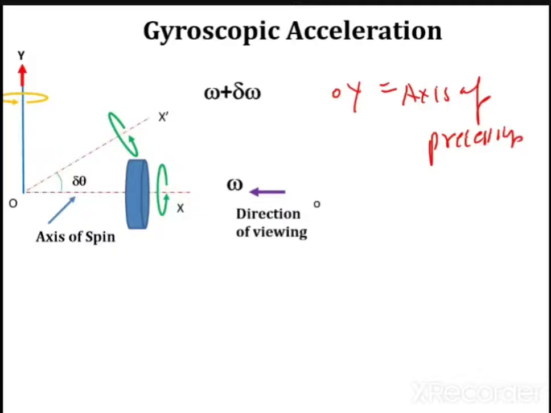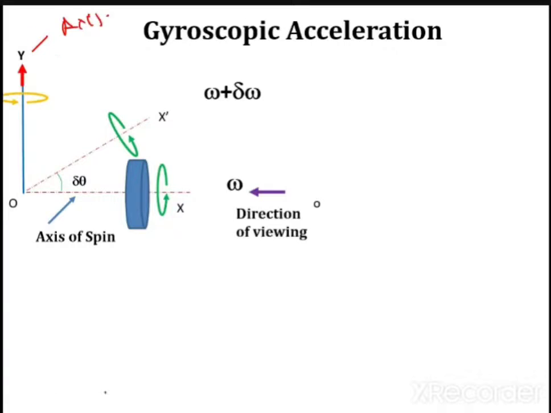Yeah, this is also a very, very correct definition, or you can say it in such a manner that the axis about which the axis of spin precesses or turns, that axis, which is the OY, is called the axis of precession. Okay, and now tell me what is omega p. Now once you have understood that OY is the axis of precession, tell me what will be the omega p.